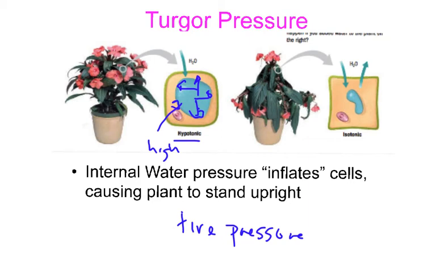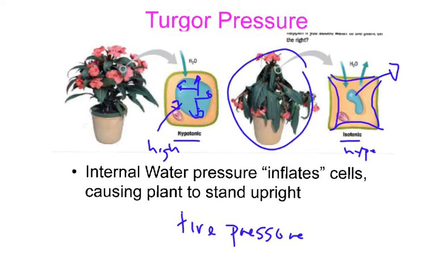And so when plant cells lose water, when they're in iso or even hypertonic solutions, turgor pressure decreases, the cells tend to shrink in a little bit, the cell walls lack that structure provided by the water, and so the plant will wilt or droop.